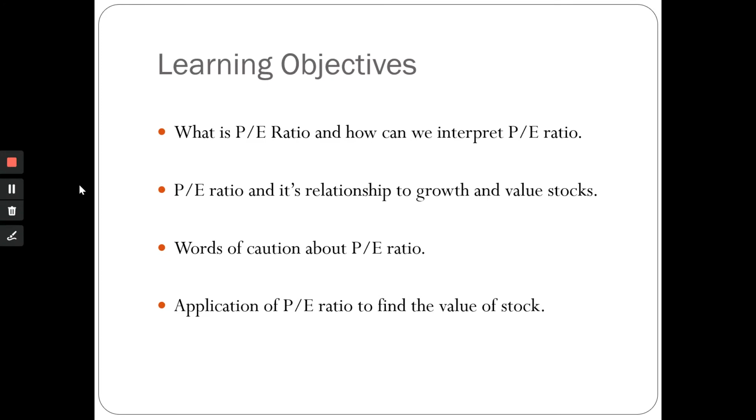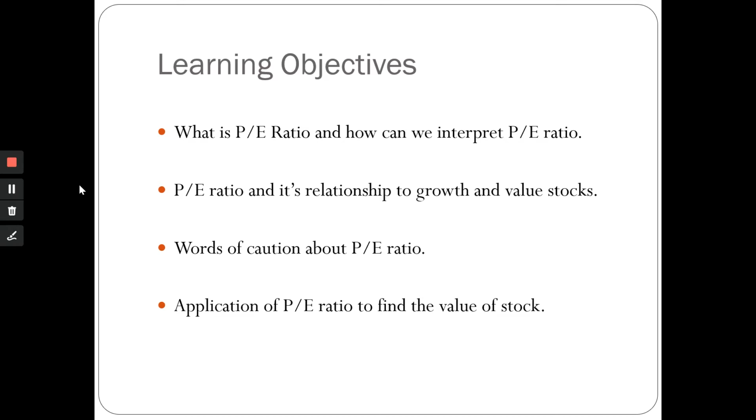For example, we will see what the PE ratio is and how to interpret the PE ratio. We will also see the relationship of the value of the PE ratio with the growth or value stock. Third, we will look at the fact that there could be a risky interpretation of the PE ratio. So we have to be very careful about the interpretation of the PE ratio. Otherwise, if we do not know in detail about the PE ratio, we end up interpreting something wrong.